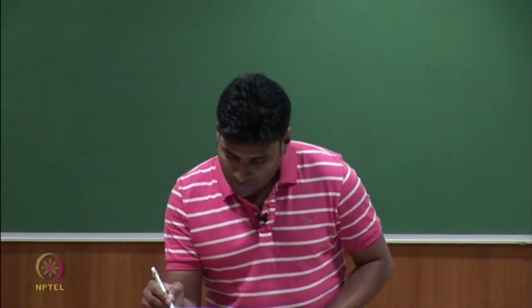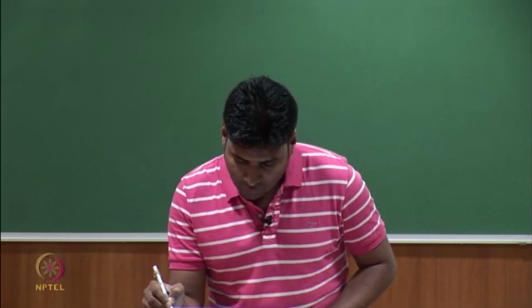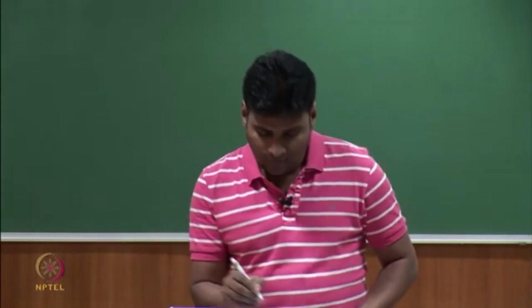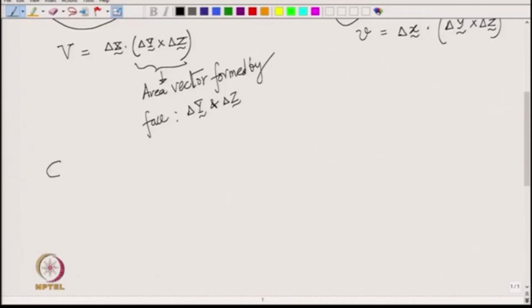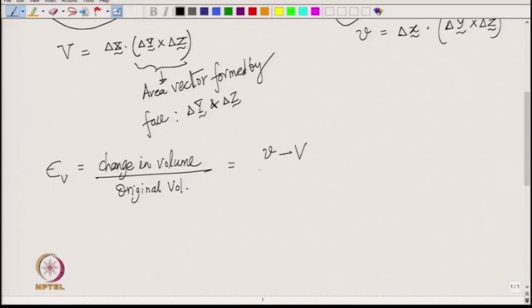Okay. All right. So, what is the volumetric strain then? If I denote volumetric strain by epsilon v, then volumetric strain is simply the change in volume divided by the original volume. Okay. So, that becomes small v minus big V divided by big V, which is also small v by big V minus 1.